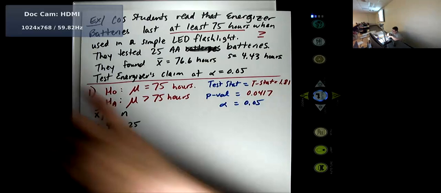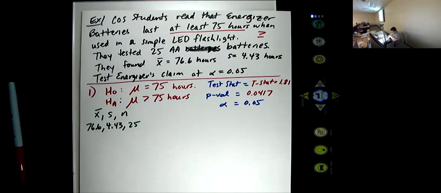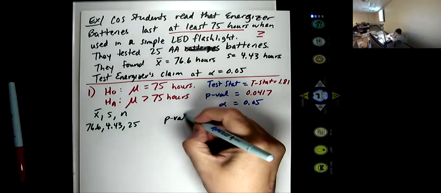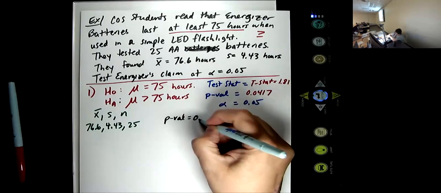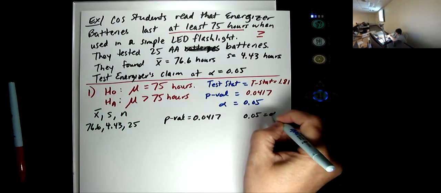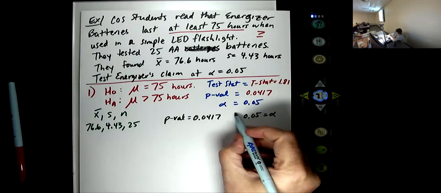We have our information. We come up with a verdict. Let's compare. P-value is 0.0417. 0.05 is alpha. P-value is less than alpha.